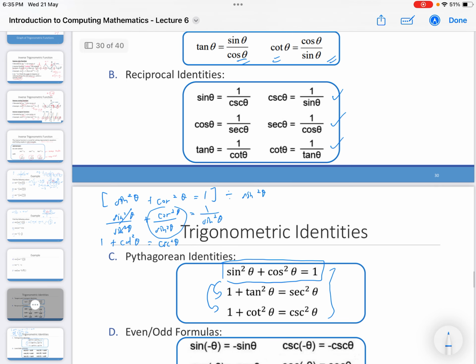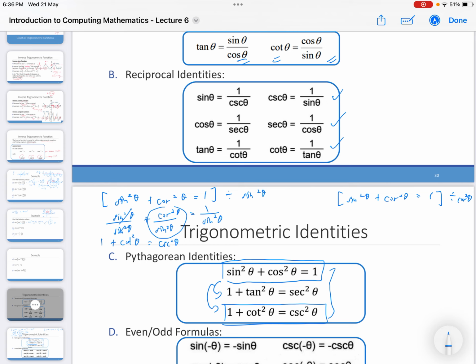Oh, sorry, this one is actually the last part. So to get the second equation, sin squared theta plus cos squared theta equals 1. To get the second equation, we divide by cos squared theta.